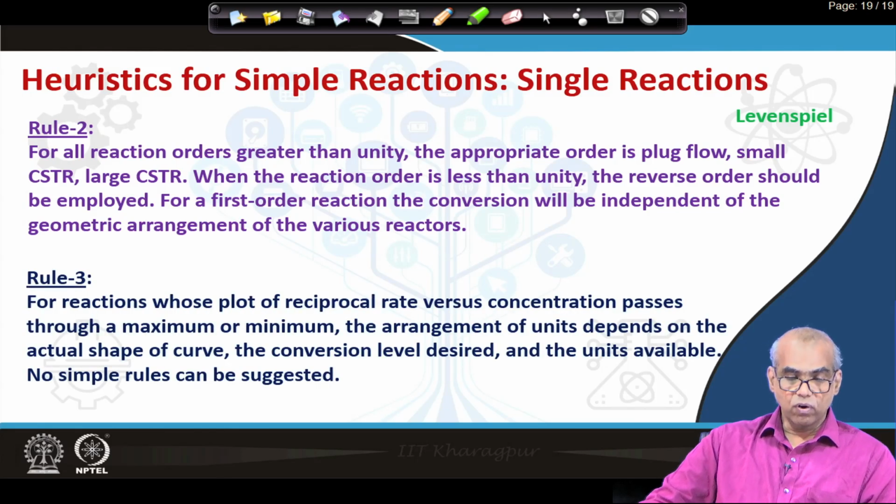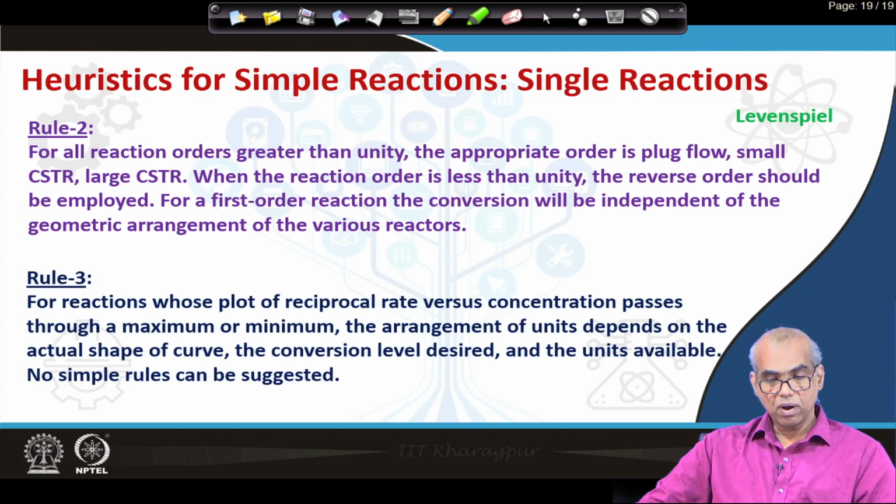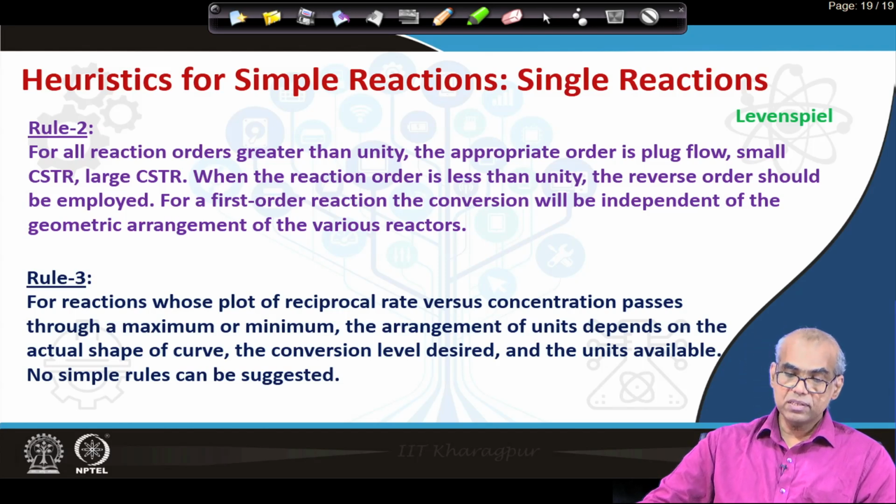Rule 3. For reactions whose plot of reciprocal rate versus concentration passes through a maximum or minimum, the arrangement of units depends on the actual shape of the curve, the conversion level desired and the units available. No simple rules can be suggested. You actually have to follow detailed economic evaluations or optimization techniques.